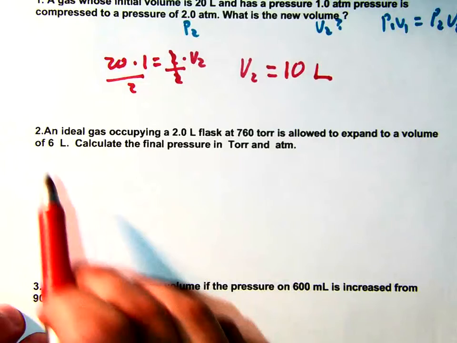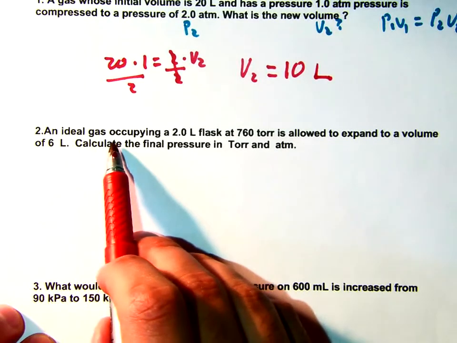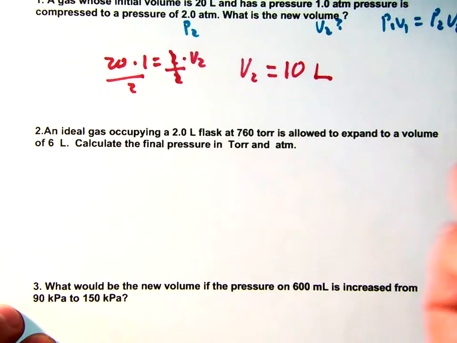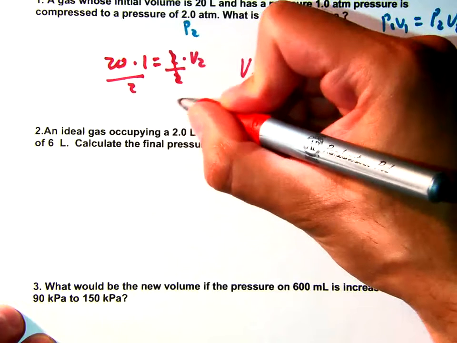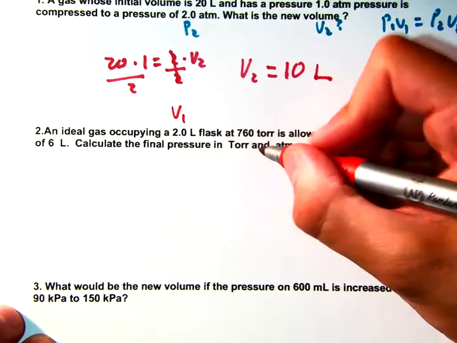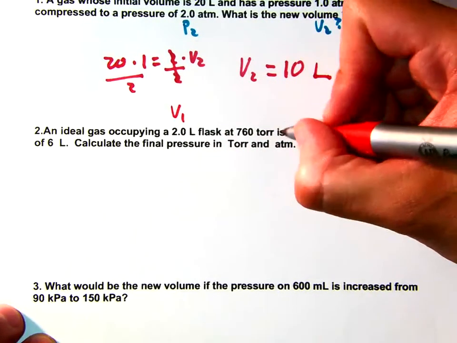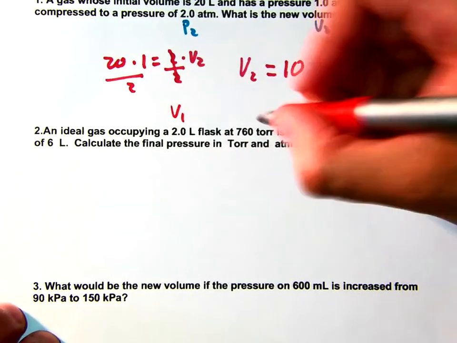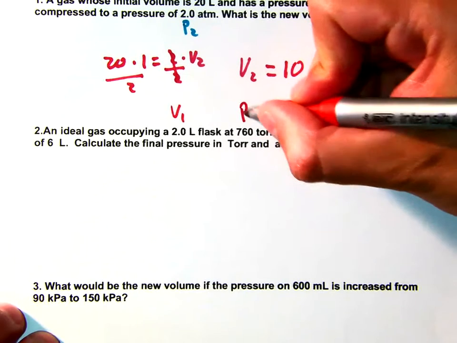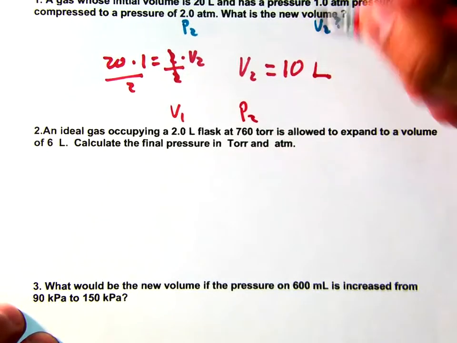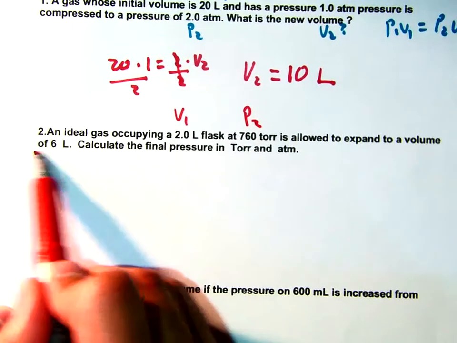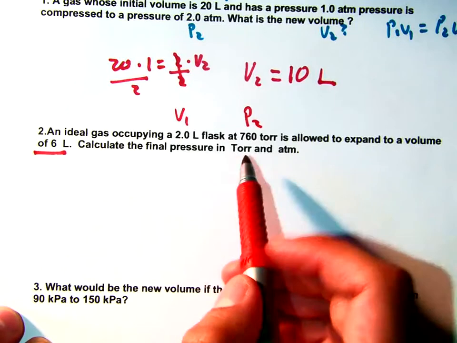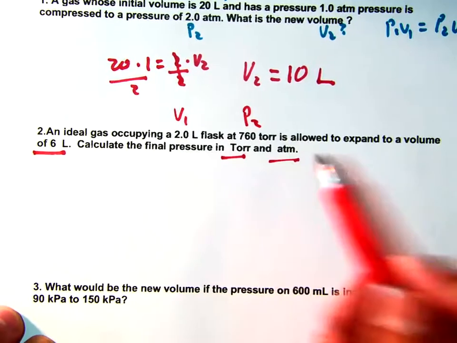Okay, so let's say, next problem. An ideal gas occupies 2 liters. That's going to be my volume 1 of a flask at 760 torr. Okay, so that is my P1. That's my first pressure, right? This gas is allowed to expand to a volume of 6. Calculate the final pressure in torr and ATM.